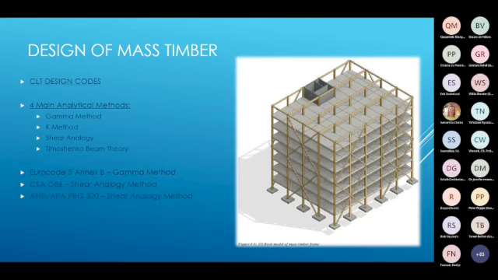Okay, hopefully that's all of the boring stuff behind us. For my specific research, I used the SANS loading code, SANS 10160, which is actually compatible with all the Eurocodes. But I used, like I said, the Eurocode for the design of the timber structure.